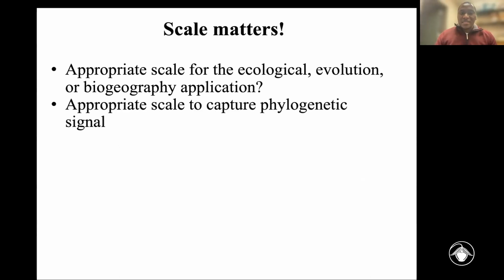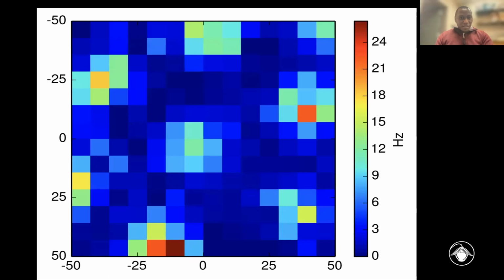Again, scales matter. Scale is really, really important. And so you want to choose the appropriate scale. It depends both on the biology of the species or taxa you are working with, and also on the computational power that you have available. But just bear in mind that the scale can have an impact on the questions you are answering and the results you are getting, which can affect the signal for the information that you need from those results. So, again, this is another way of emphasizing the importance of choosing the right scale for your study.